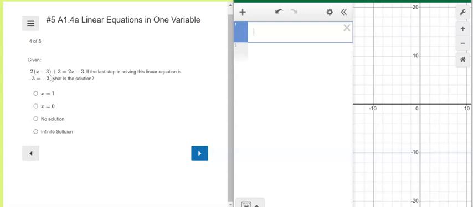It says here, given this equation, if the last step in solving this linear equation is negative 3 equals negative 3, what is the solution? So if you end up having no x's on either side, and this is what you get, if you have the same thing on both sides, then it's a true statement, which means it has infinite solutions. It's basically the same line. Okay.